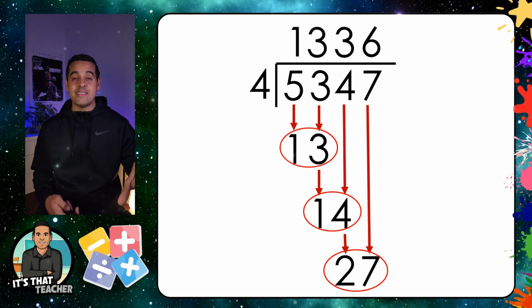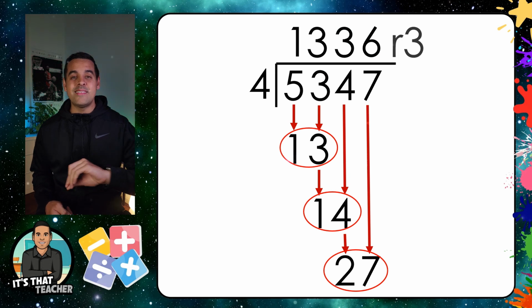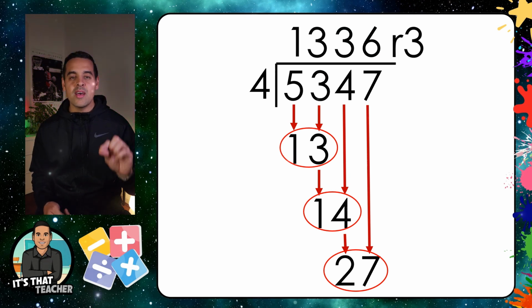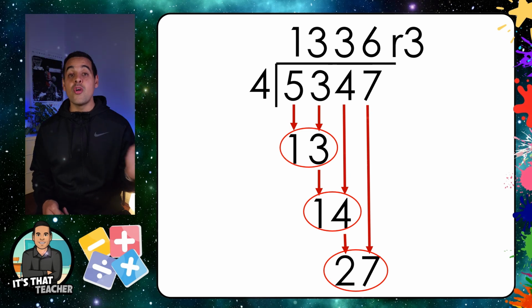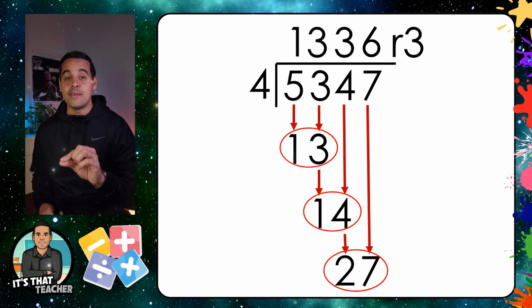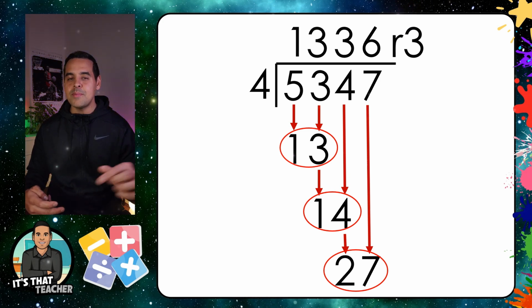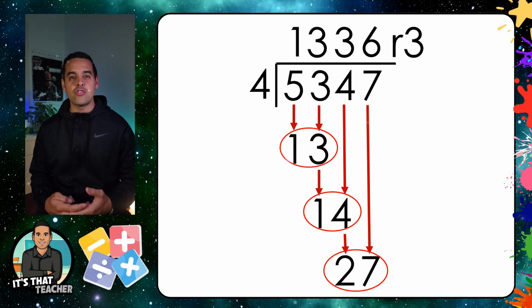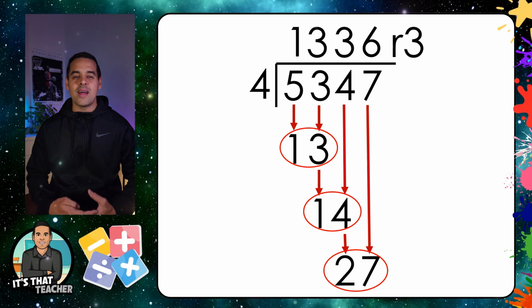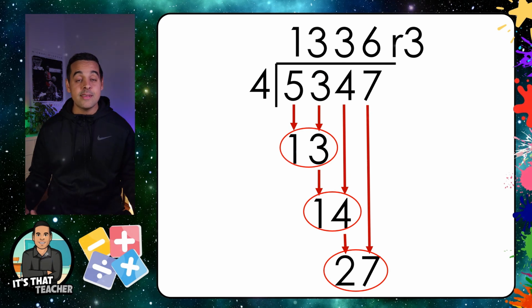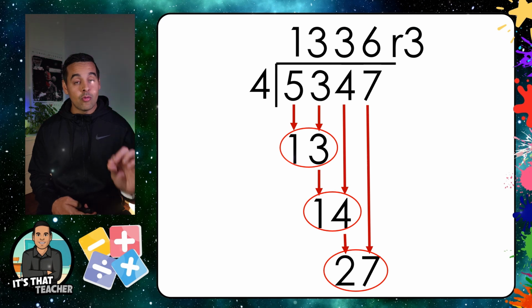First of all, our first example we're going to cover is just going to be simple remainders. So remainder 3. Our next example will have fractions as remainders, and the third example will have decimals as remainders. I want to make sure that we cover all 3 remainder types on this episode to ensure that you have a comprehensive and thorough understanding of this concept. So the answer here would be 1,336 and remainder 3.